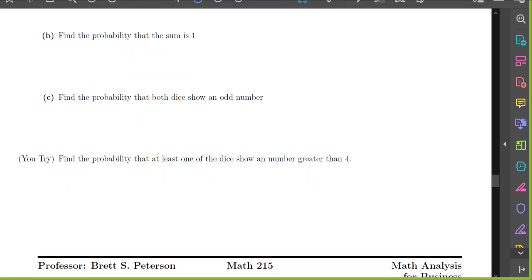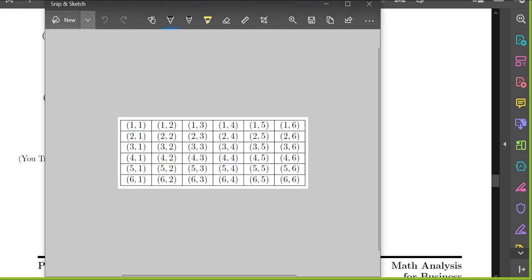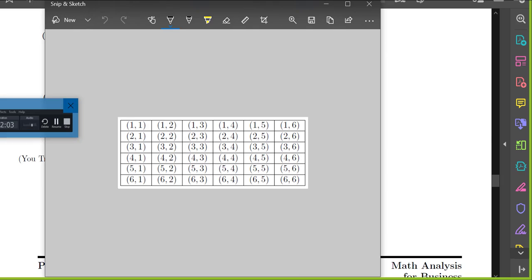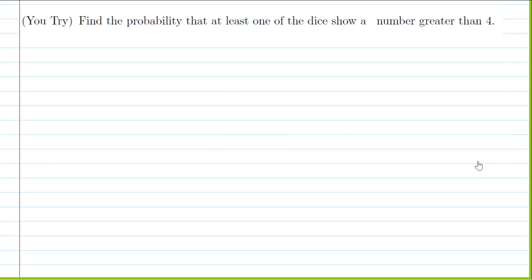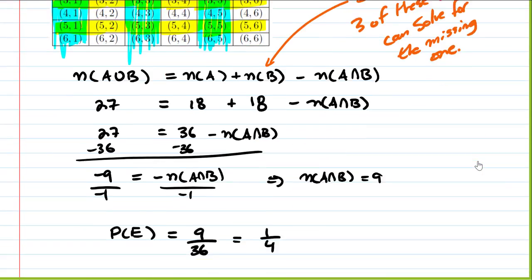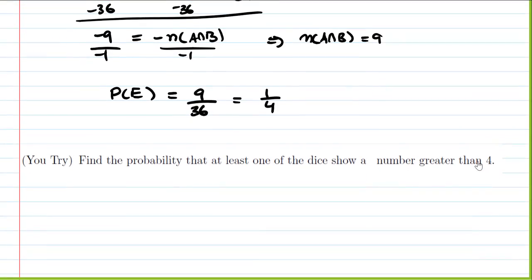All right. So the next one is for you guys. All right. So we want to find the probability that at least one of the dice shows a number greater than 4. So I'm going to use our table again.